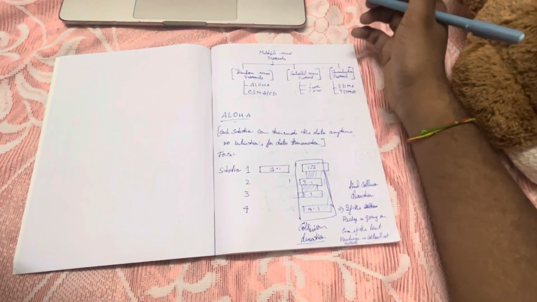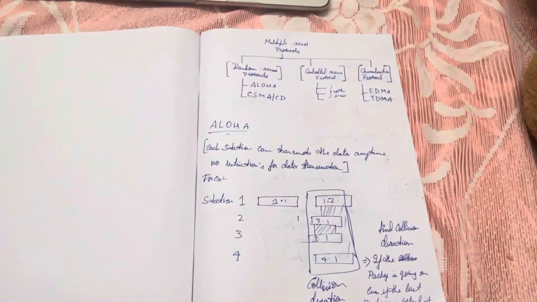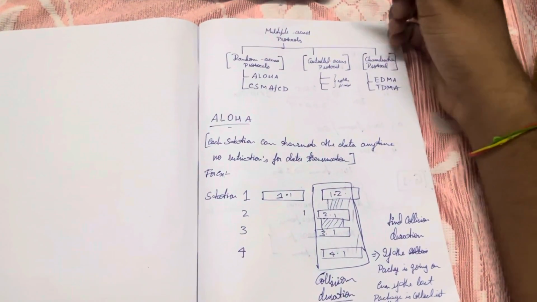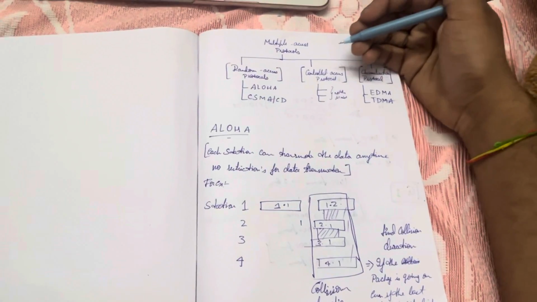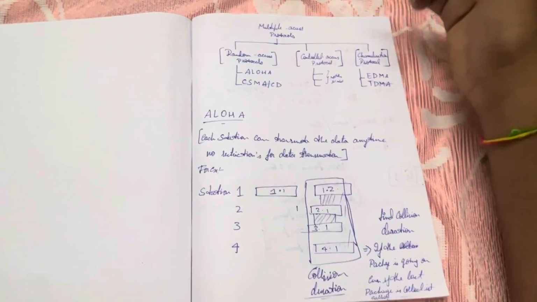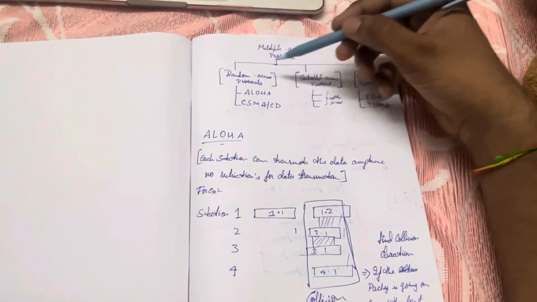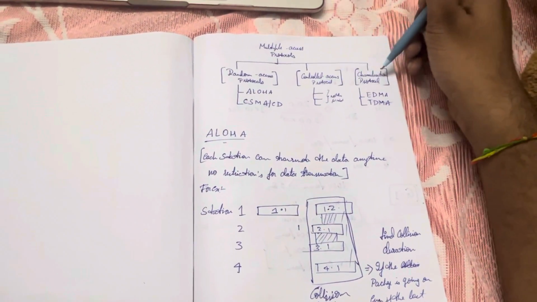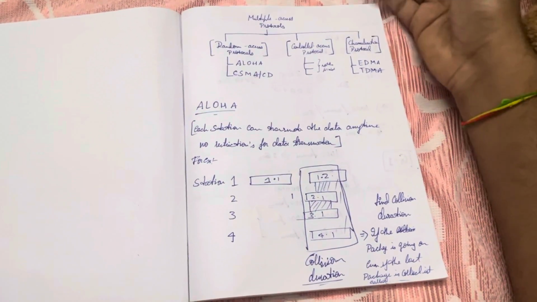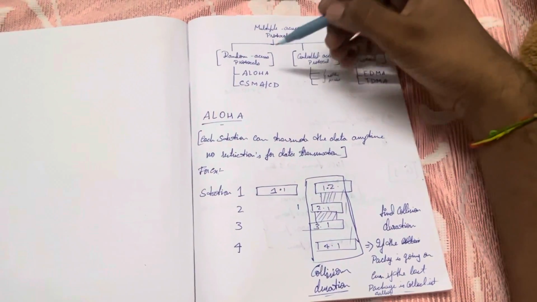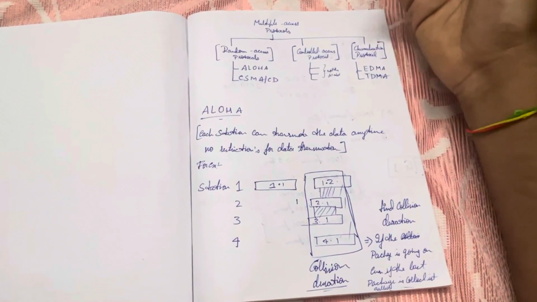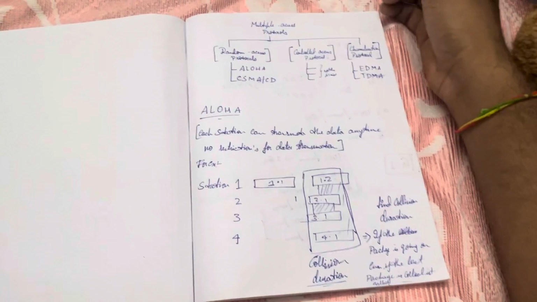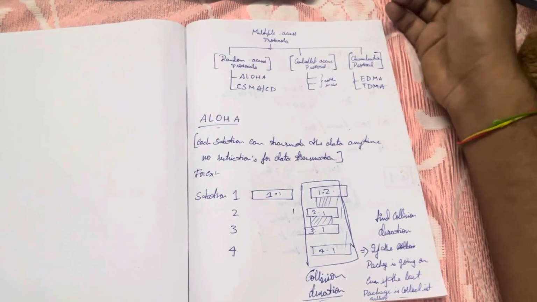So to be precise, starting with Aloha, what is Aloha? Let's start with multi-access protocols, since Aloha falls under multi-access protocols. Multi-access protocols are classified into three types: random access protocols, controlled access protocols, and channelization protocols. First, let's look at random access protocols, that is Aloha, CSMA, and CD. So we are now going to discuss Aloha.